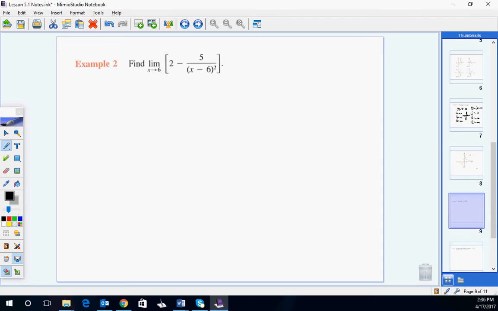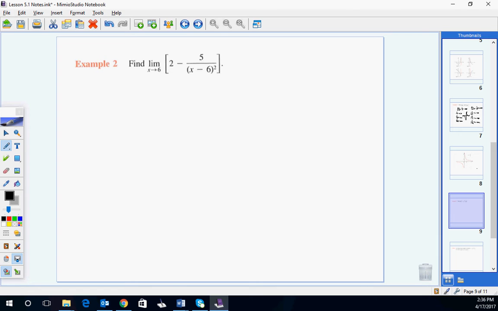So yeah, we can't put 6 in. So we're going to try numbers on the left side of 6 and the right side of 6. But you have to understand what's going on here. No matter what I put in here, let's say I put in 6.1. So that's going to be 6 minus 6.1, squared. That's a really small fraction, right? Are you staying with me? 5 over a really small fraction is a really big number. So this is going to be a really big negative. 2 minus that big number. Do you see what I'm saying?